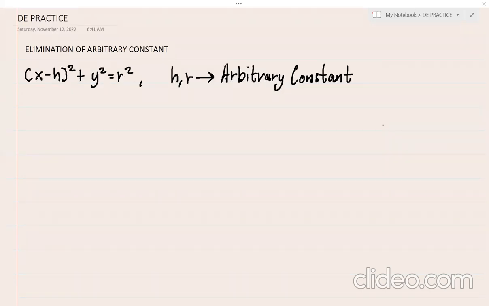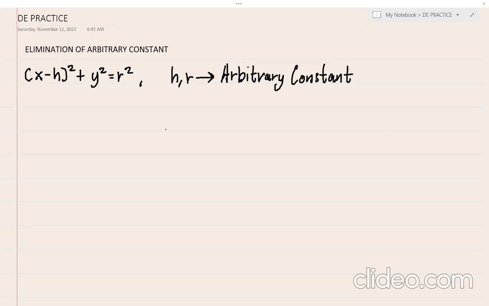Ngayon, let's have this equation naman. So we have the square of x minus h plus y squared is equal to r squared. So in here, yung h mo at saka si r, parehas silang arbitrary constant. So what are we going to do? We're going to do the same thing. Okay? We will follow the 3 steps.